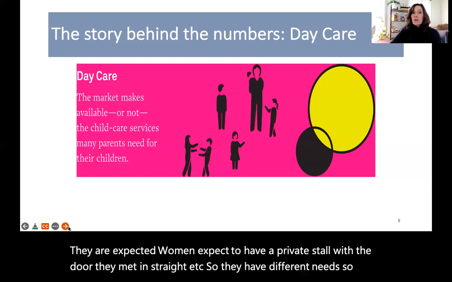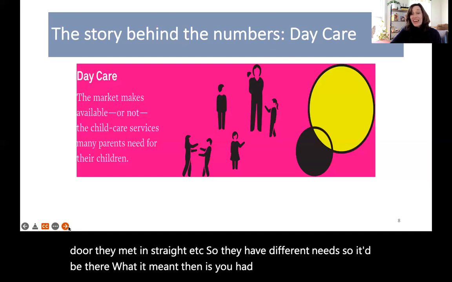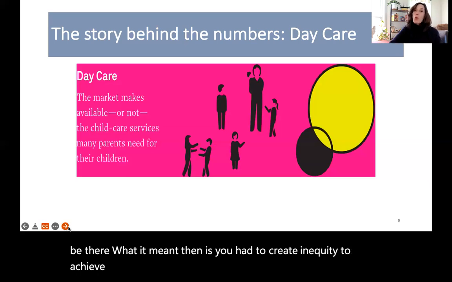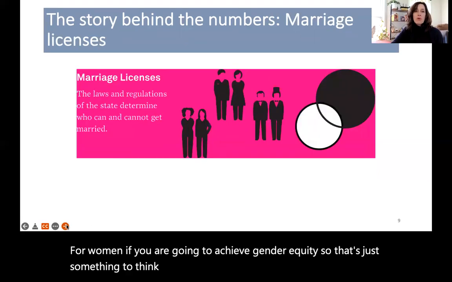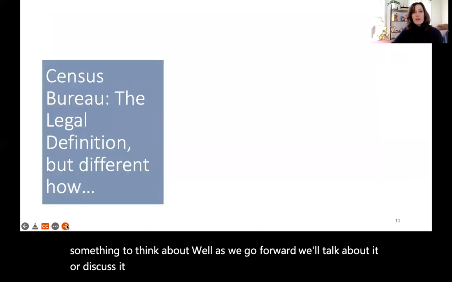So what it meant then is you had to create inequity to achieve equity. All right. And you had to have more bathroom spaces available for women if you're going to achieve gender equity. So that's just something to think about. As we go forward, we'll talk about it or discuss it maybe more in upcoming chapters.